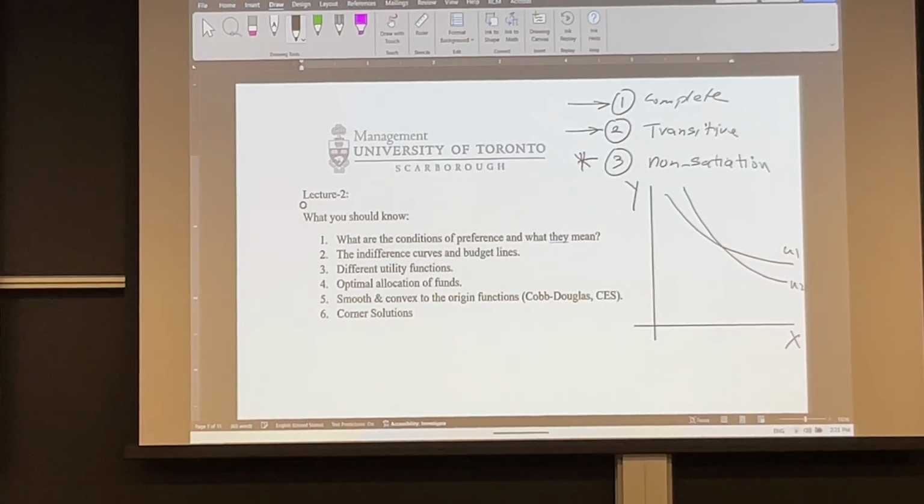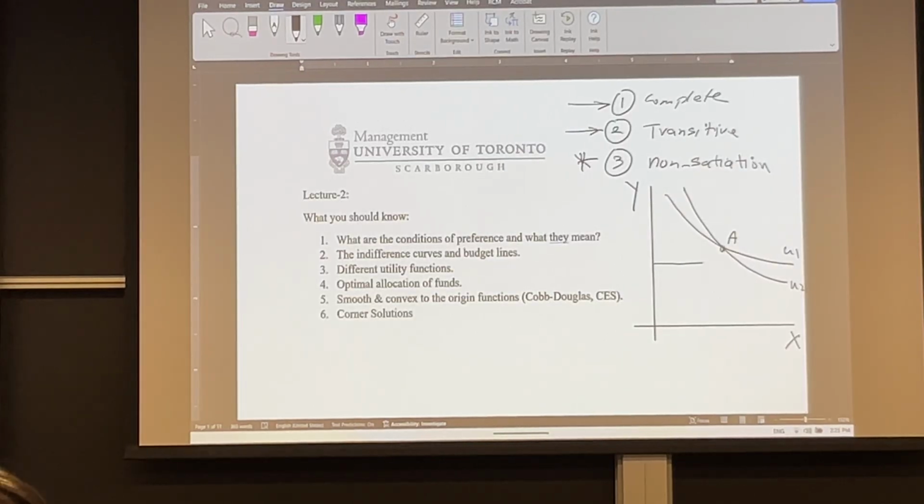You shouldn't graph it crossing. That will violate something. Which one? Transitivity. That is true if you assume you work with goods. If you assume non-satiation, the crossing indifference map violates transitivity. Let's see how. This is bundle A.